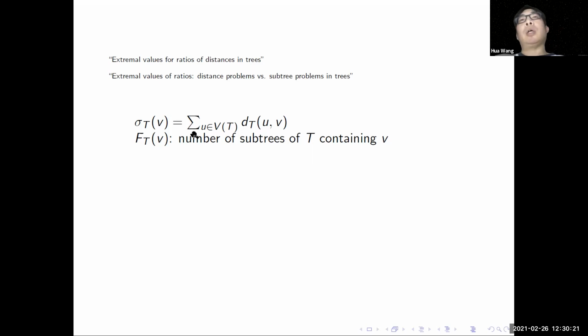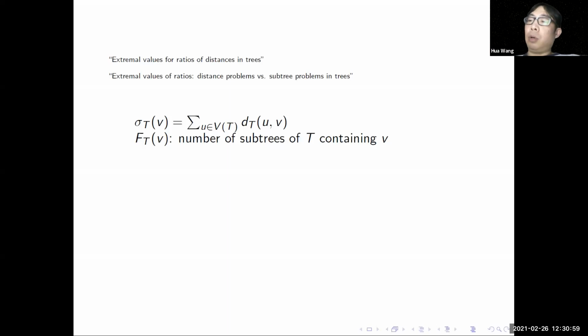Where instead of looking at the sum over all pairs of these distances, we look at the sum of all the distances from a single vertex. And once again, this was not first studied based on chemical indices or chemical graph theory, but it's related to the Wiener index in this way. And also, instead of looking at all the subtrees, we look at only the number of subtrees that contain a particular vertex V. So we tend to call this the local version of those two graph invariants.